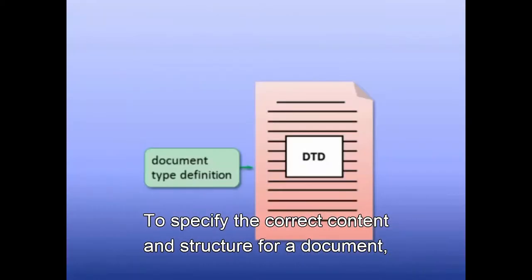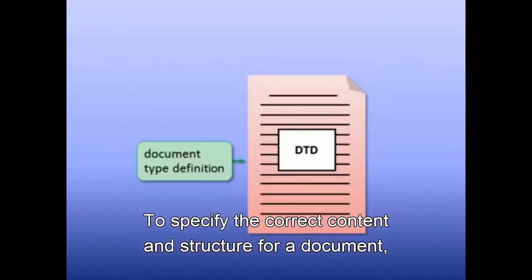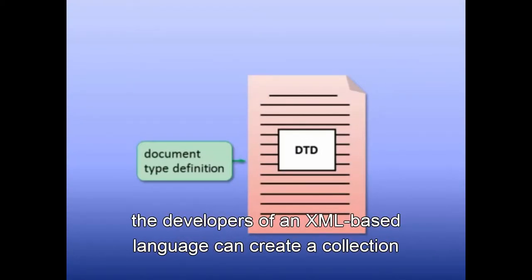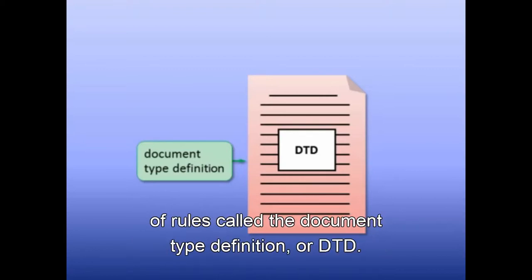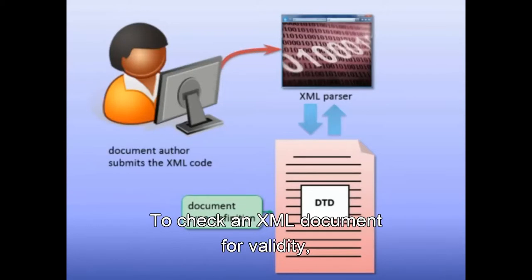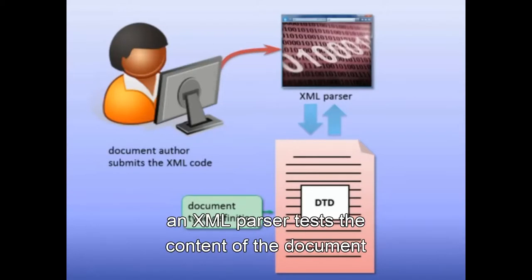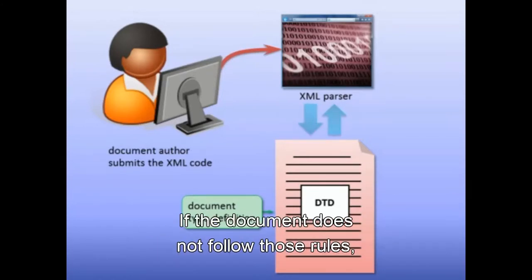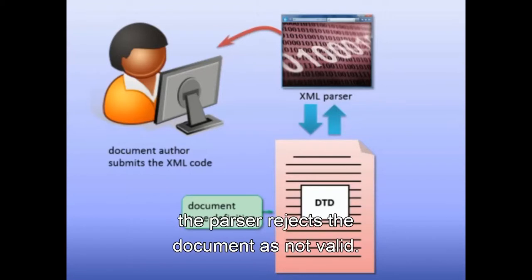To specify the correct content and structure for a document, the developers of an XML-based language can create a collection of rules called the Document Type Definition, or DTD. To check an XML document for validity, an XML parser tests the content of the document against the rules in the DTD. If the document does not follow those rules, the parser rejects the document as not valid.